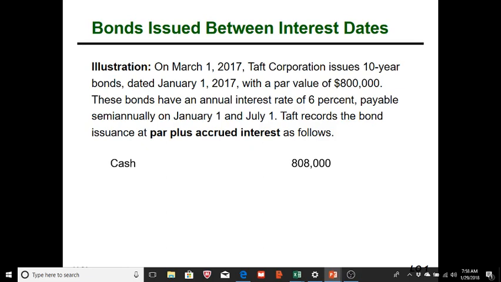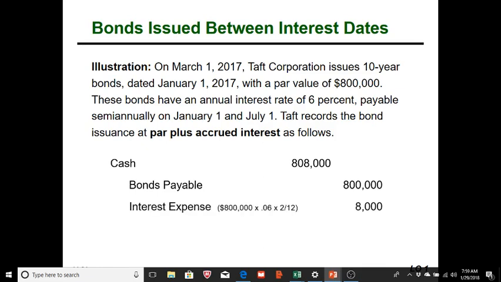So what they will receive is $808,000. This represents 800,000 times 6% times 2 out of 12, because there are 2 months, the full month of January and the full month of February, between the bond date and the issue date. They only have a legal obligation of 800,000 at maturity, so they recognize bonds payable of 800,000. And then they record an offsetting interest expense of 8,000 to represent the amount that will offset the full interest expense posting on July 1st.